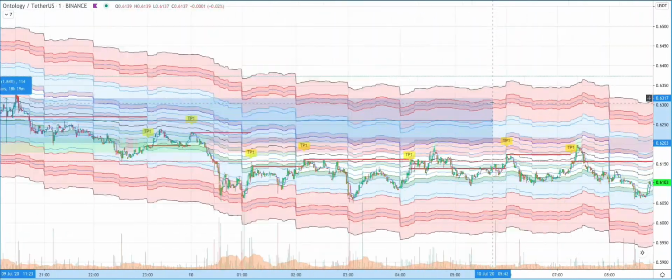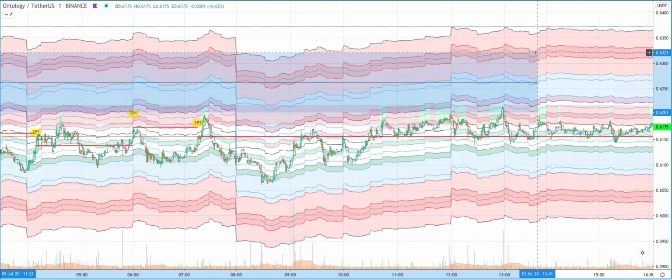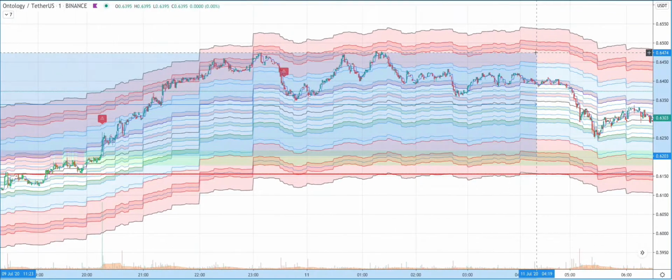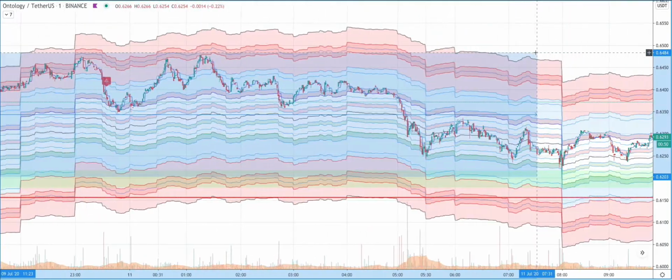I think that's the, oh, no, here we go. We got a little bit more gain. About to close out here.